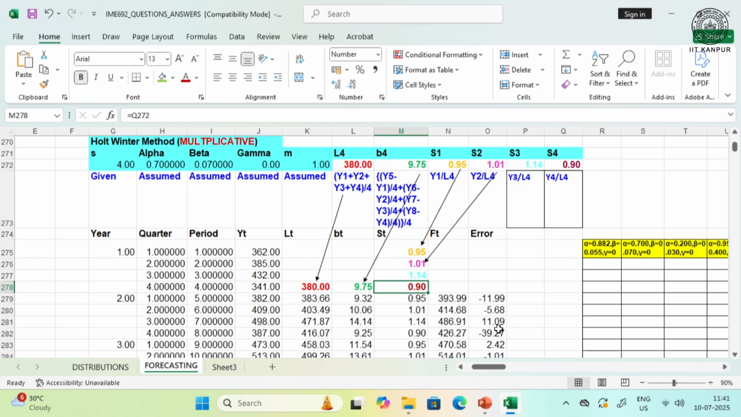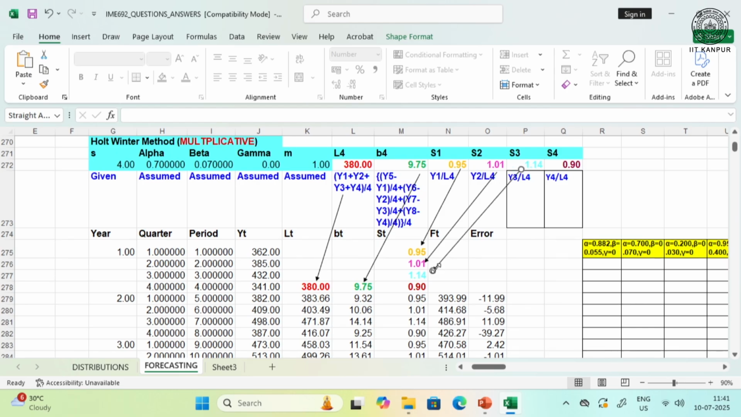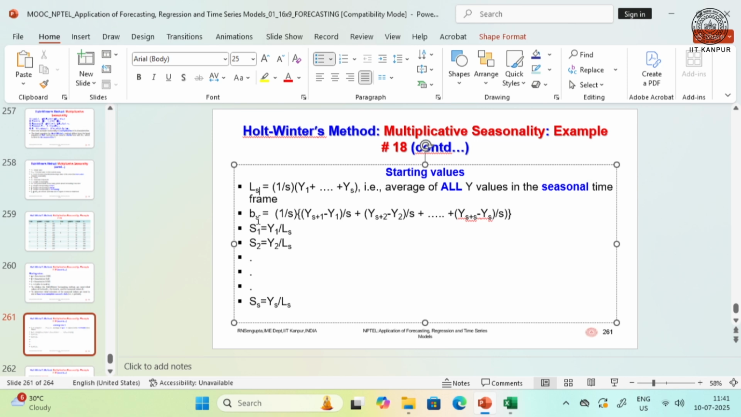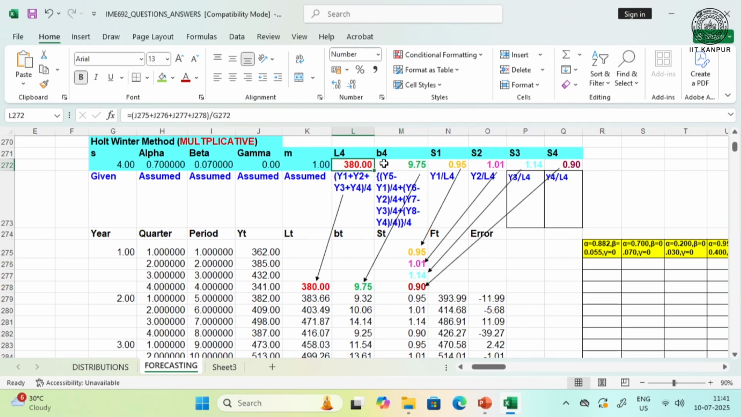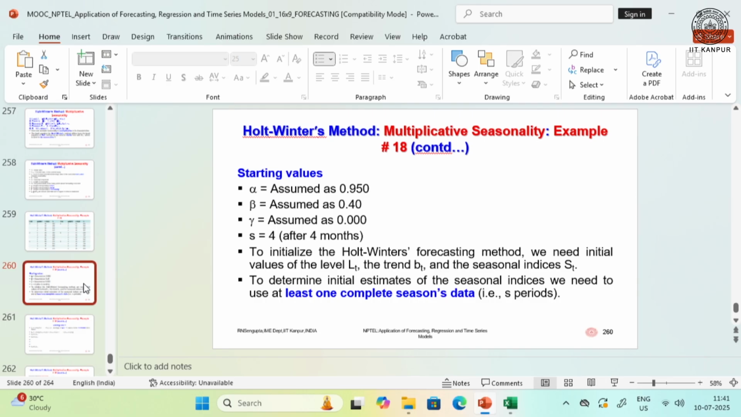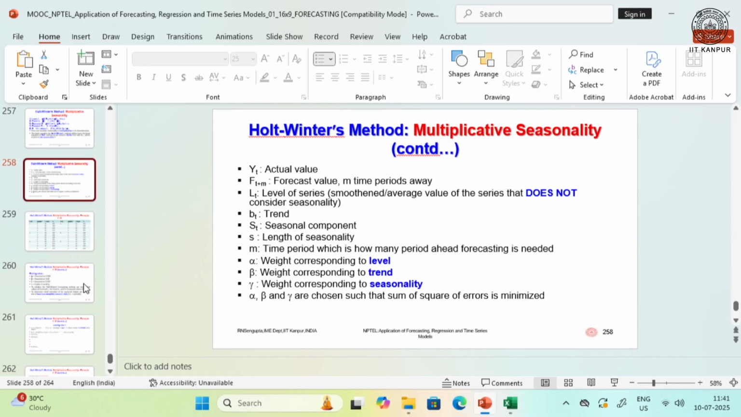So, the values have been calculated and put in their right places as marked by these arrows. We had done the same thing when we were doing the additive model. So, once this is done, L4 has been calculated, B4 has been calculated, S1 to S4 has been calculated as given, and plugged in the Excel sheet. Now, I go to the formula.